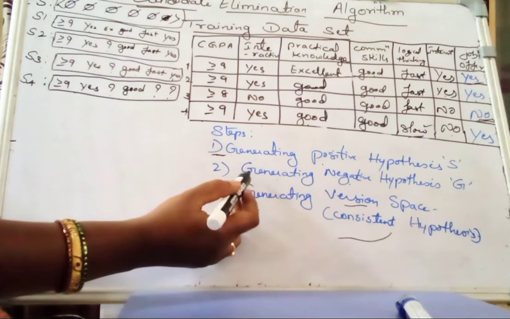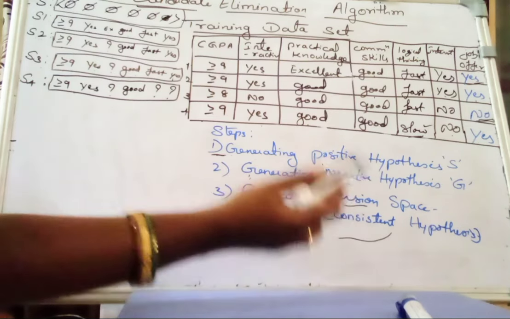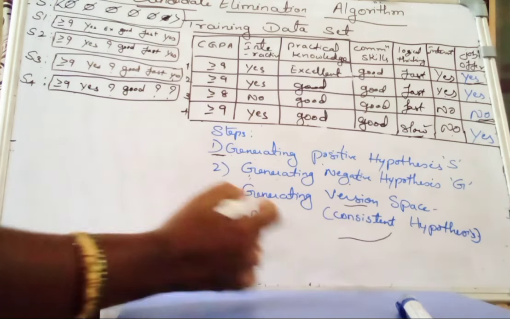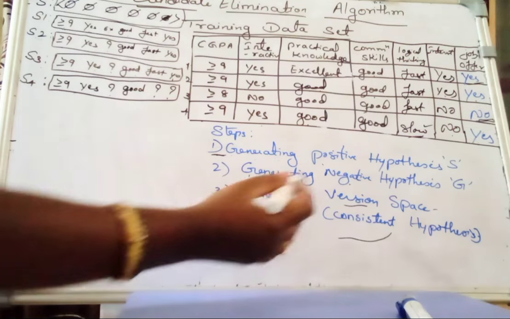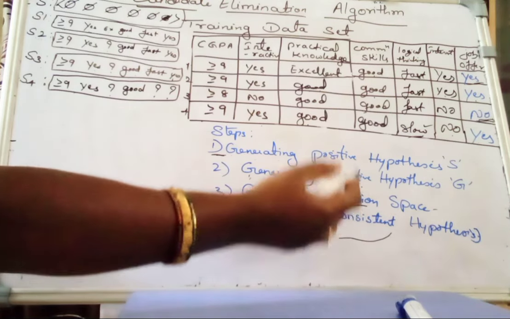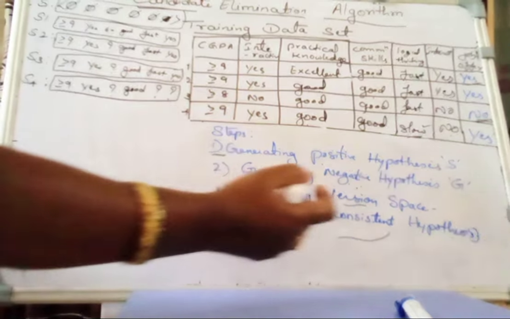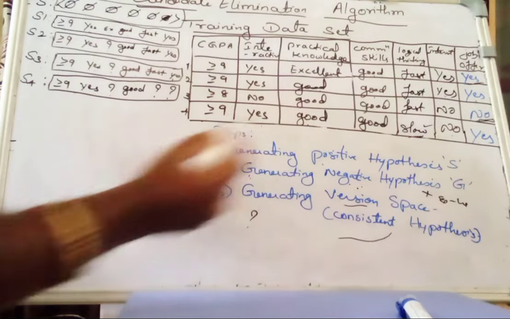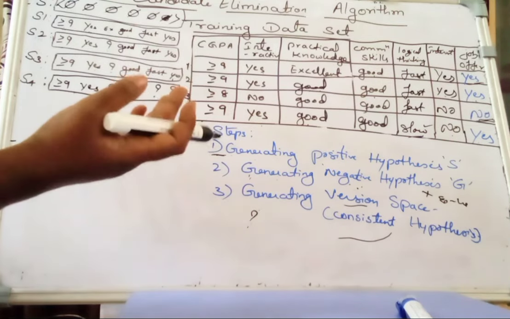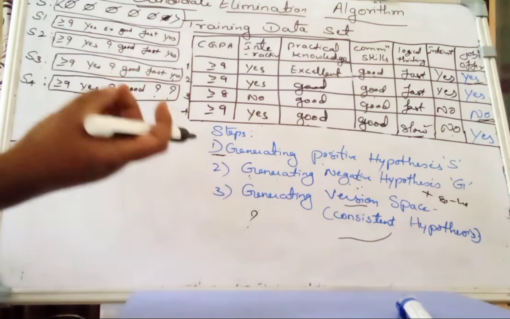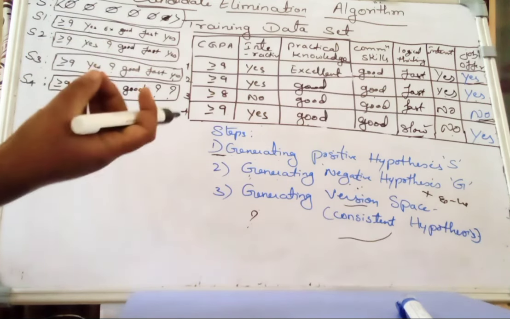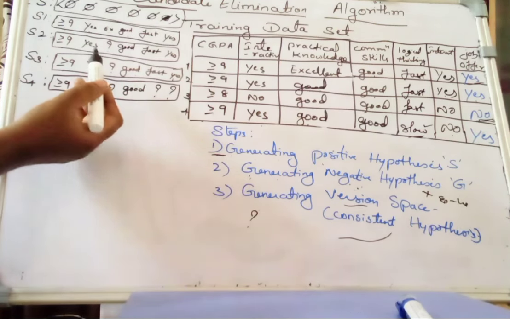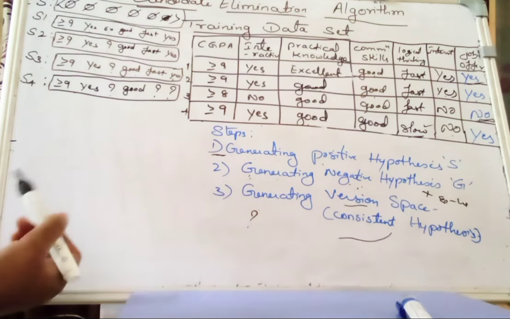Our second step is we have to generate the negative hypothesis G. Now to generate this negative hypothesis, we start from our general hypothesis. It is nothing but a specialization. It will consider both positive instances as well as negative instances. Positive means it should predict true, and whenever it sees a negative instance, it has to give the prediction as no itself. So it has to predict both. Like how we ignored here in the first case, we can't ignore here. So we have to consider both.